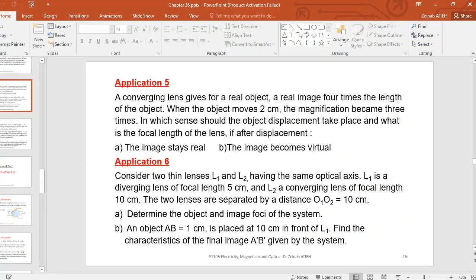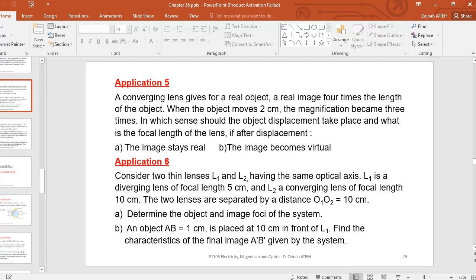An object AB equals 1 centimeter is placed at 10 centimeter from L1. Find the characteristics of the final image A prime B prime given by the system. هون كمان نفس الفكرة، عندي object A رح يقطع بأول لينس بيعطيني A1، يقطع بثاني لينس بيعطيني A prime. معي AO اللي هي 10 سنتي، بلاقي ال A1، برجع بلاقي ال A prime، same technique.